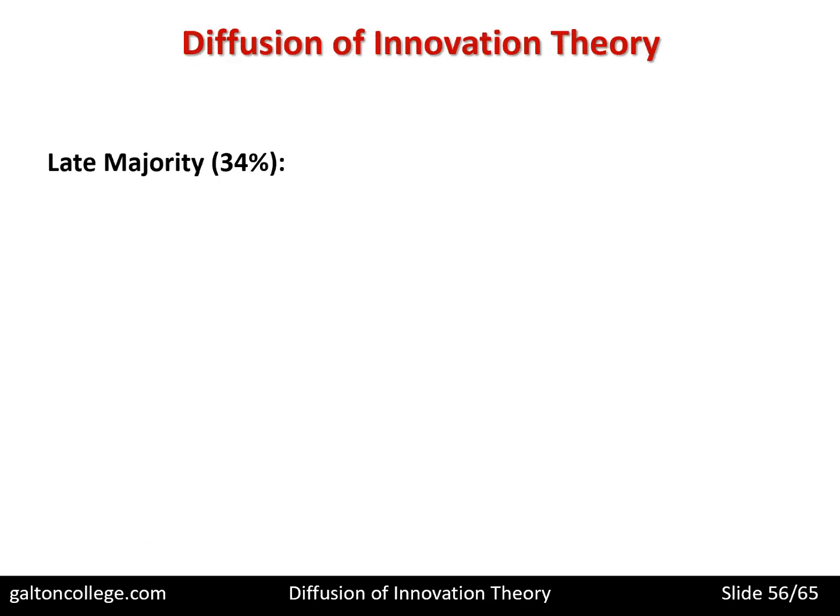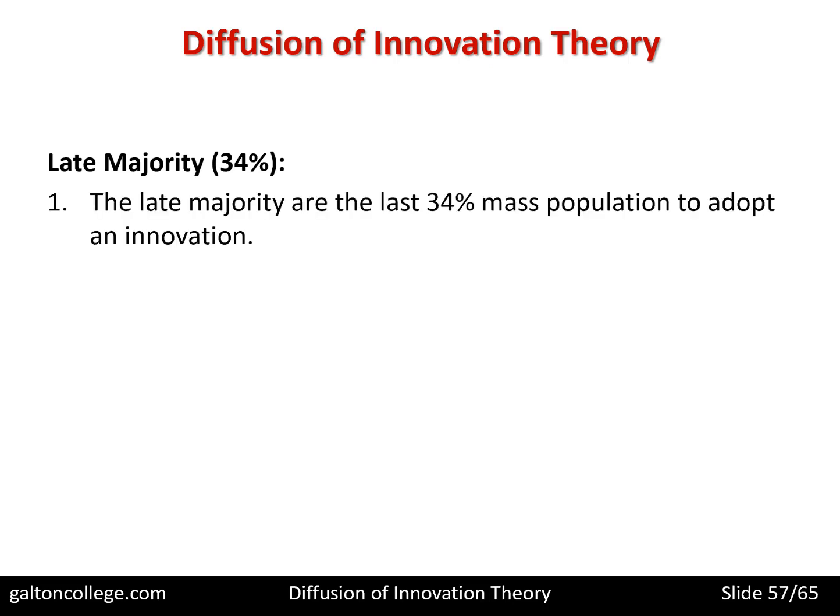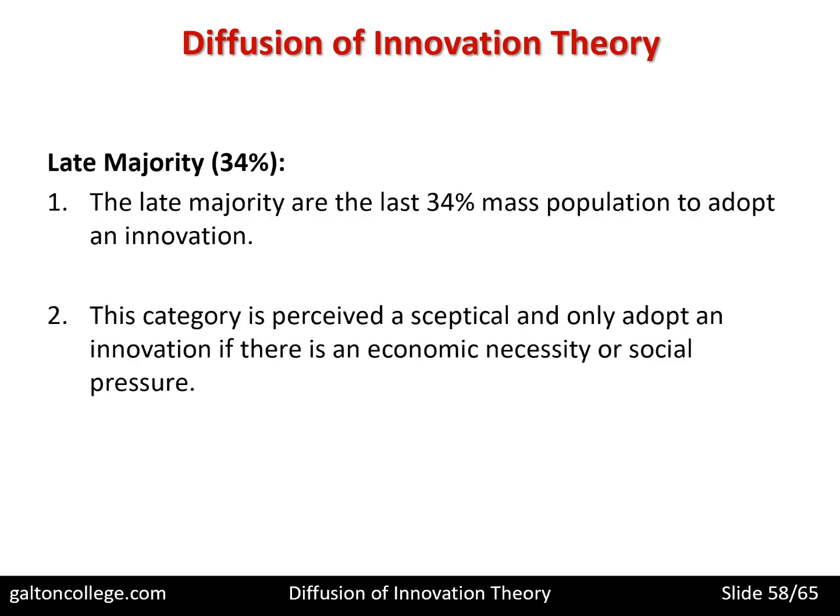The late majority, well, this is the 34%. I'll just go back to it. The late majority, you can see just near the time on the horizontal axis, just to the right of it. Late majority, 34%. This category is perceived as skeptical and only adopts the innovation if there is an economic necessity or social pressure. So this category, they're not that keen.